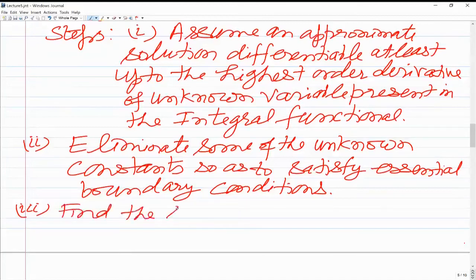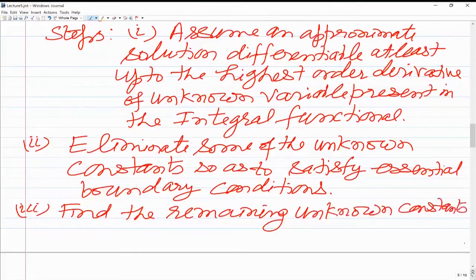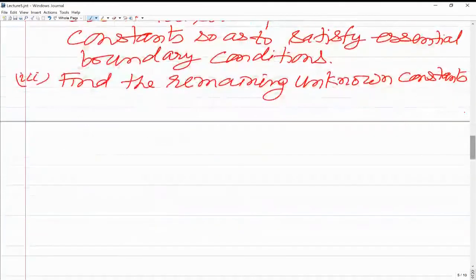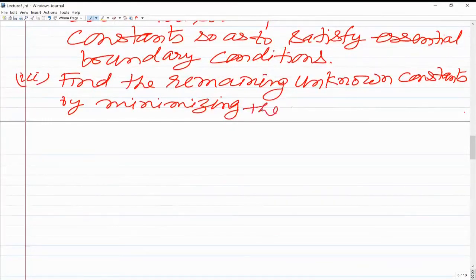Find the remaining unknown constants by minimizing the integral functional. So these are the three steps which are involved, with the integral functional I that we have already discussed.